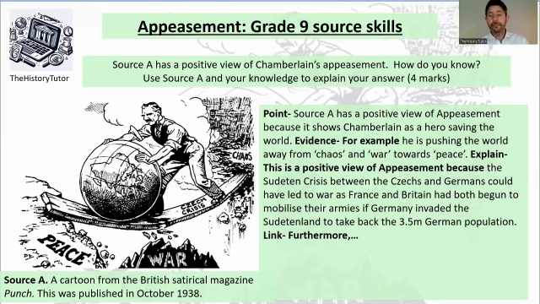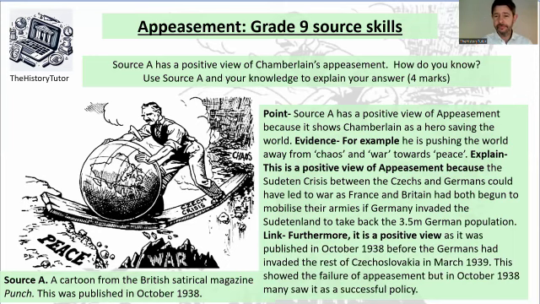So furthermore, what else can we say? We can give a bit of knowledge, we can use the provenance. I'm going to practise using the provenance because that's a nice skill to practise. So look at that date we talked about already, October 1938. Can you explain how Chamberlain would be seen as a hero at that time and therefore has a positive message?